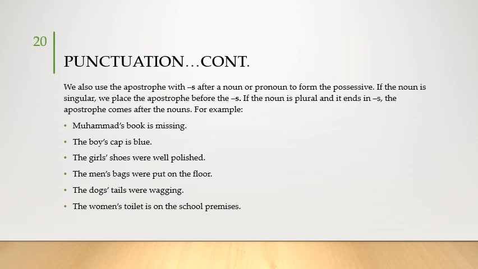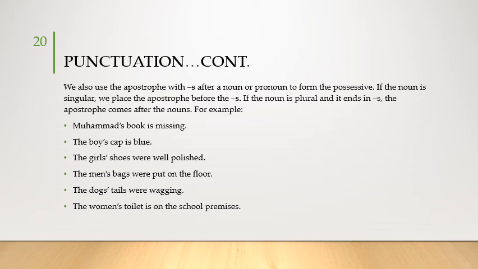For example, Muhammad's book is missing, apostrophe S after the last D in the name Muhammad. The boy's cap is blue. The girls' shoes were well polished. So girls, plural, we put the apostrophe after the S. Already we have S as the plural marker of girls, so you just put apostrophe after the S.